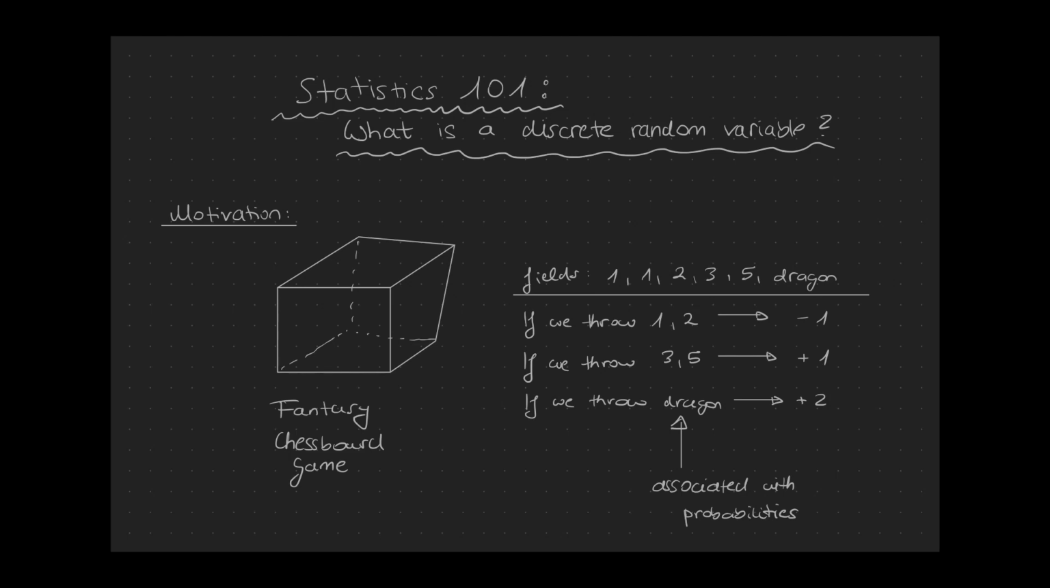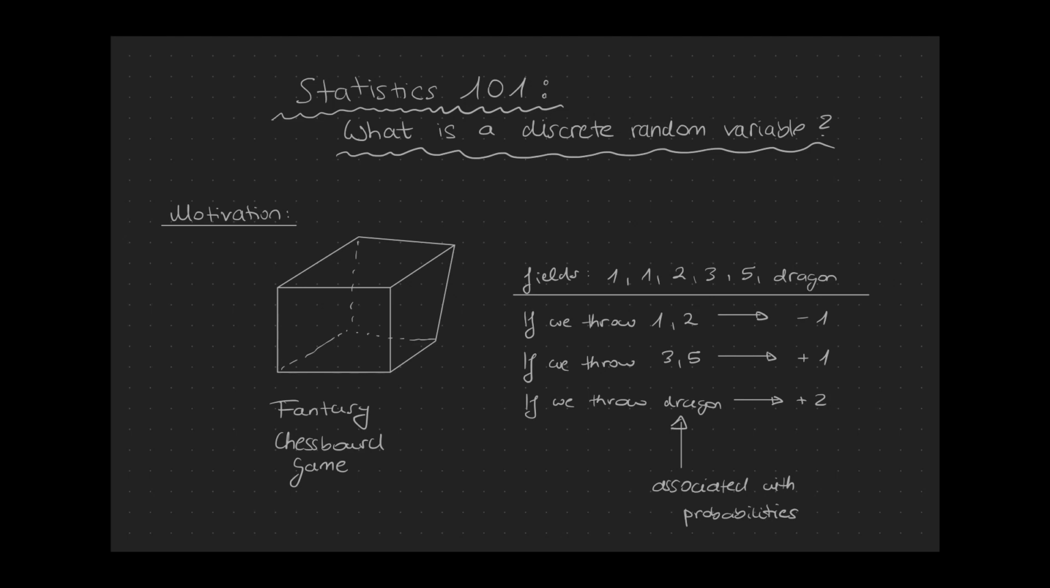If we throw a 1 or 2, we have to move 1 backward on our board game. If we throw a 3 or 5, we can go 1 forward. And if we manage to get a dragon, we can move even 2 fields forward. Of course, we are dealing with randomness here, since we cannot choose ourselves which die face we will get.